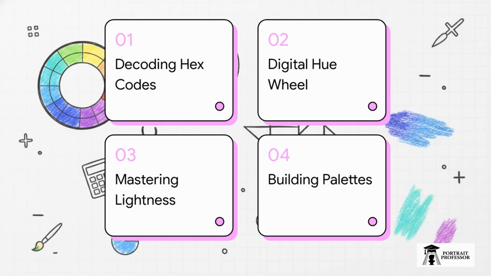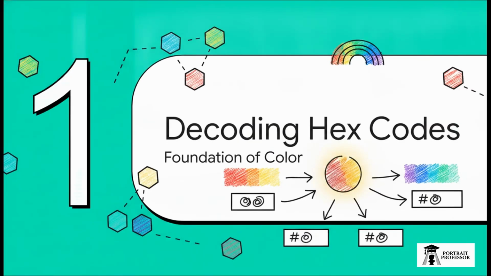Here is our roadmap for the session. We are going to start at the atomic level by decoding hex codes, then we'll map those to the digital hue wheel, master lightness, and wrap up by building some perfectly harmonious palettes. Okay, let's dive into this.